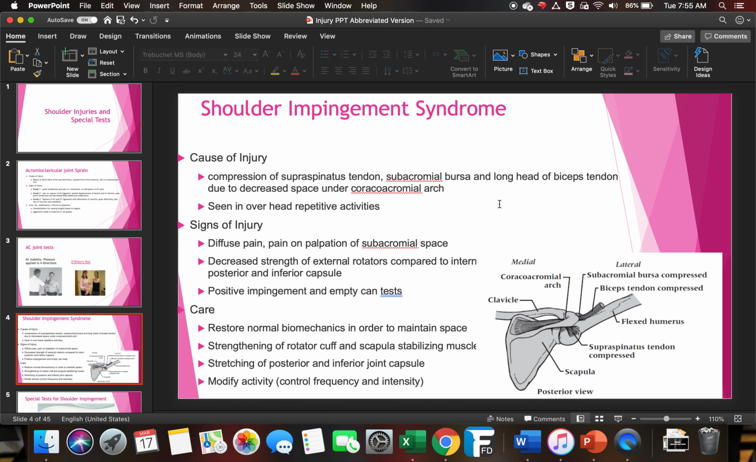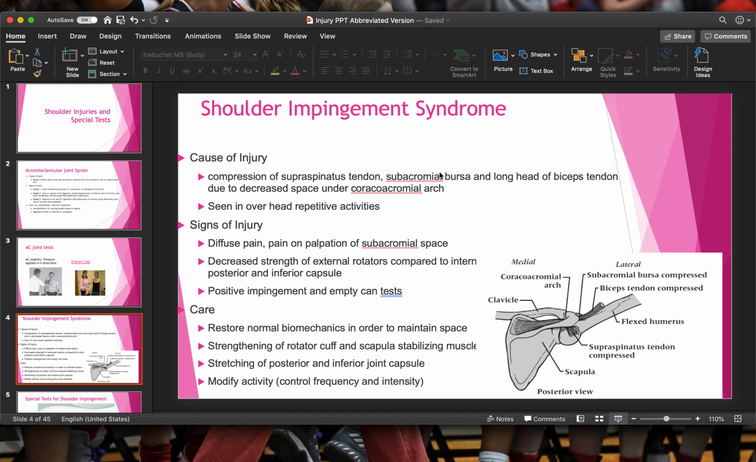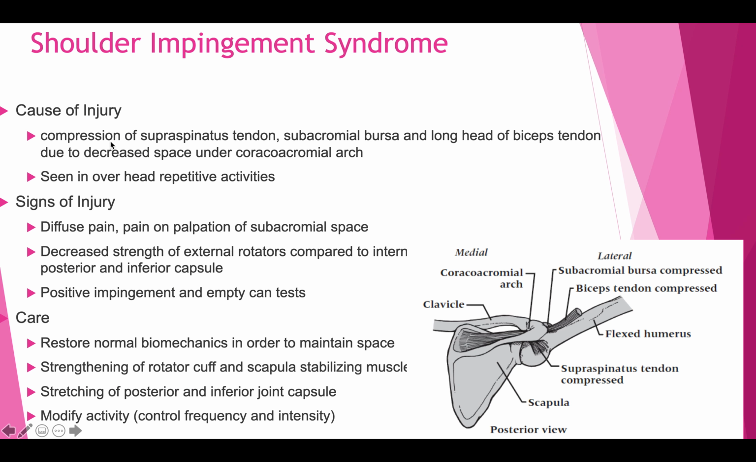And then there's the long head of the biceps tendon, which is right here. The biceps tendon runs through there also. So there's not enough room under there. And we see this a lot in overhead repetitive activities: tennis, volleyball, baseball, softball, swimming.